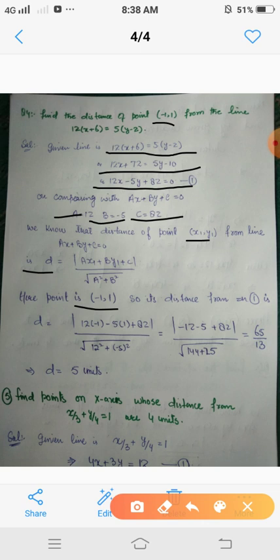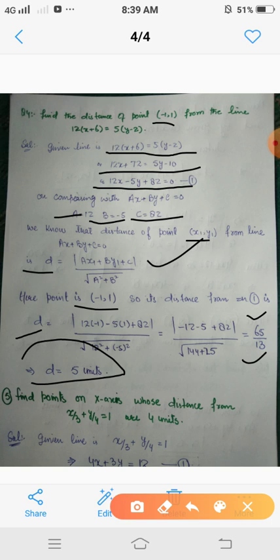When we put these values, a = 12, b = -5, c = 82, x1 = -1, y1 = 1, in d, we get d = modulus of (12 into -1 minus 5 into 1 plus 82) upon the square root of (12 squared plus (-5) squared). After adding and subtracting we simply get 65 upon 13, which is d units. Hence the distance of the point (-1, 1) from the given line is 5 units.